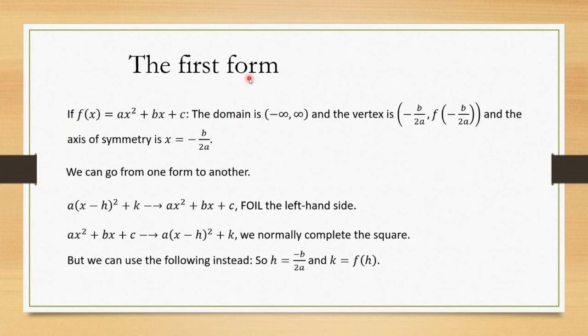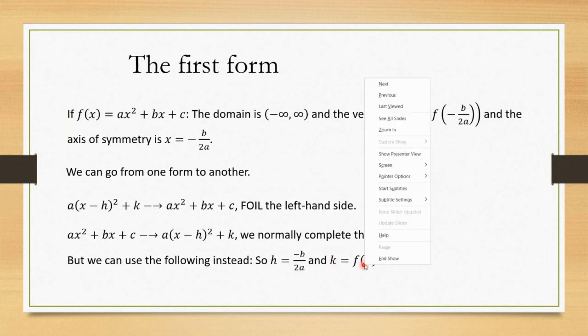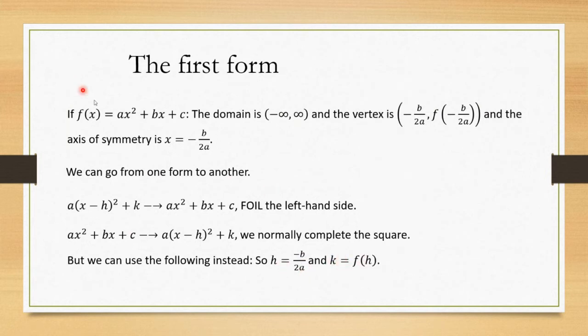Okay, that's good. So you would have to know these formulas then. But again, you could actually go from one form to the other. If you started out in the standard form, to get this form, you would just FOIL. And to go the other way, you would have to complete the square. But in a sense, you really don't if you know these formulas, because by comparison, h turns out to be negative b over 2a, and k is actually just f of that, f of h. f is the function.